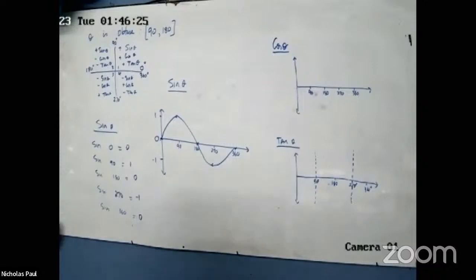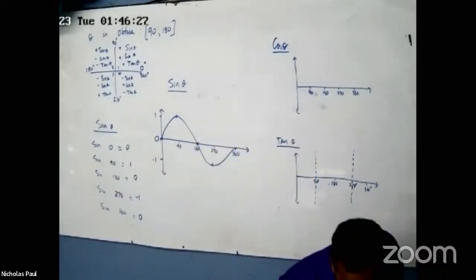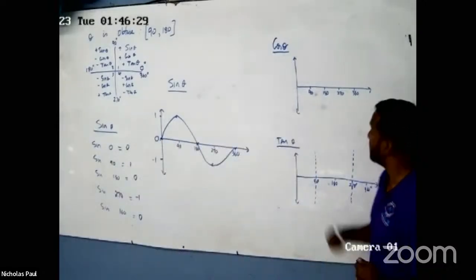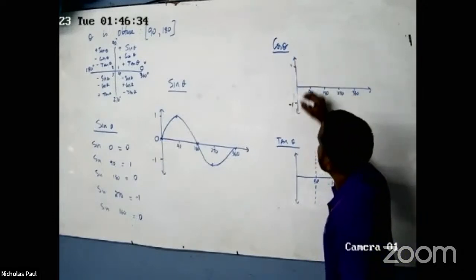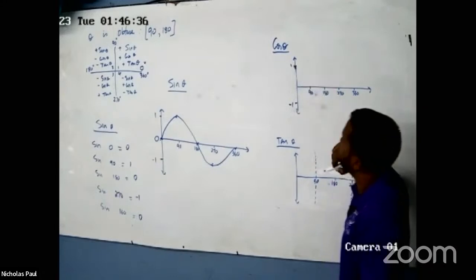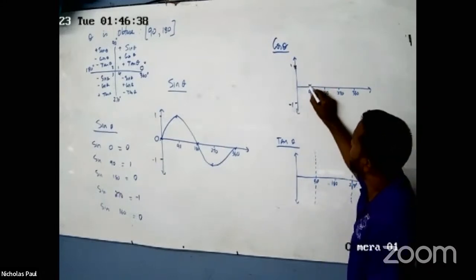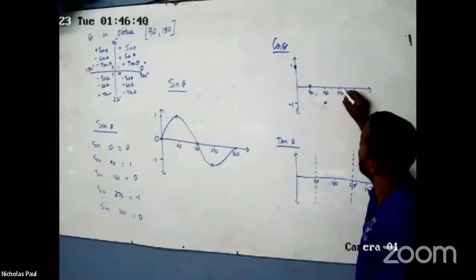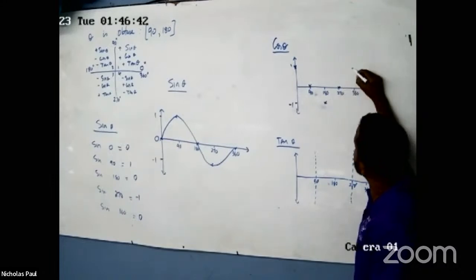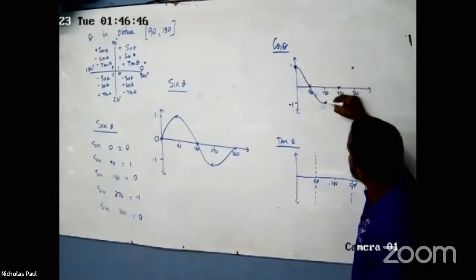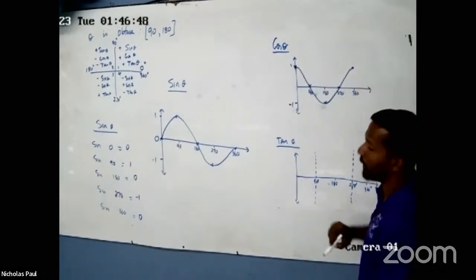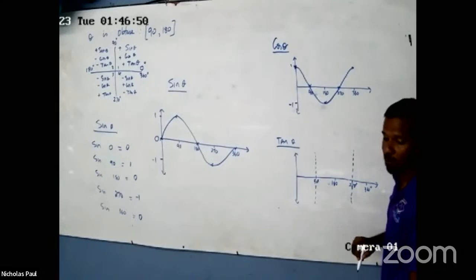All right, so if you check it out here, you will see that of course you have 1 and you have -1, right? Cos 0 is 1, cos 90 is 0, cos 180 is here, cos 270 is here, cos 360 is here. The graph is going to look something like that. All right, that's the cos graph.